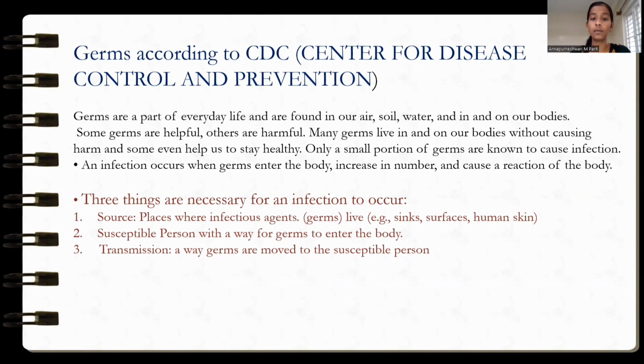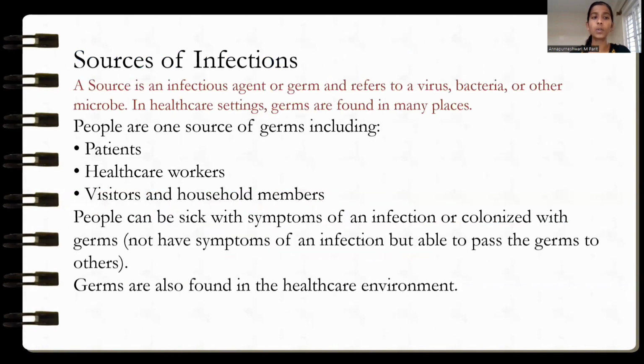Three things are necessary for an infection to occur. Those are source, susceptible person with a way for germs to enter the body, and transmission. Let us go through the source of infection. A source of infectious agent or germs refers to a virus, bacteria or other microbe.